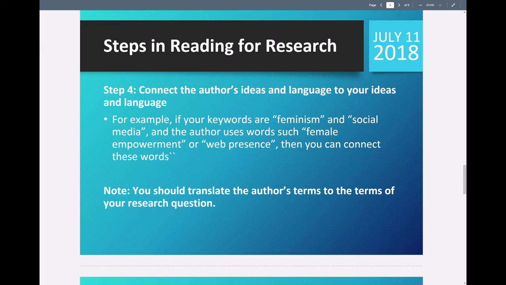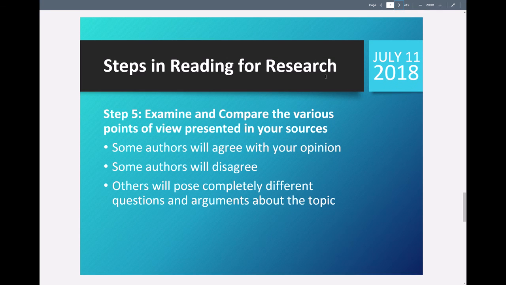And keywords would help you make connections as you find articles, and even within the article itself, looking at paragraphs. This one talks about translating the author's terms into the terms of your research question. Paraphrasing would help you do this. For now, in your summary, you're practicing the paraphrasing skill and summarizing skill.